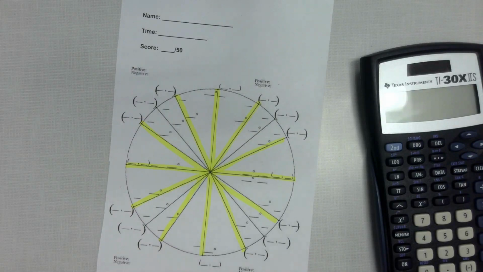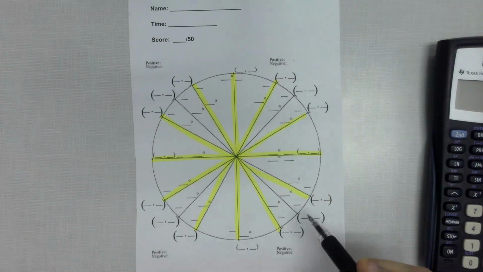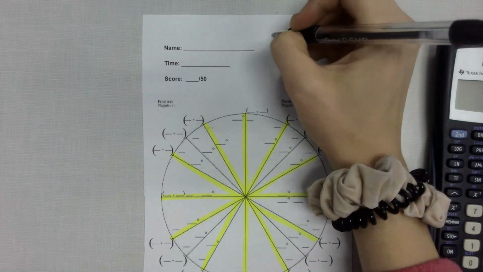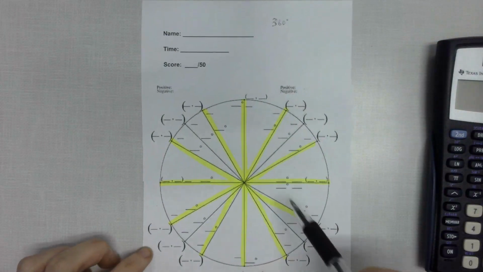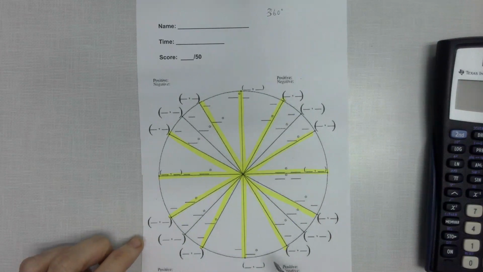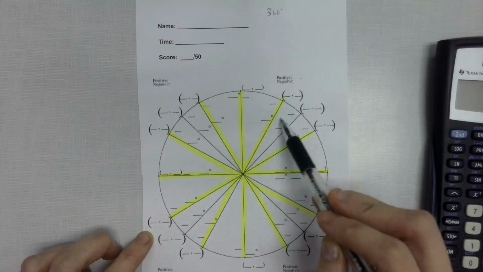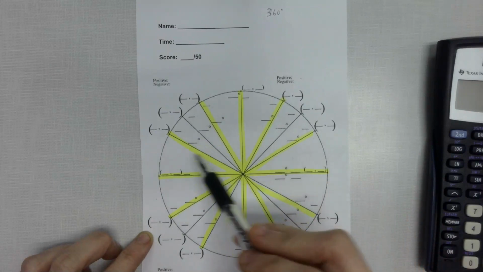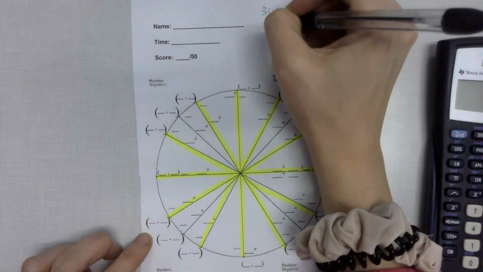Okay, how to memorize the unit circle. So the first thing that we want to do in the unit circle is recognize that the whole thing is 360 degrees, right? So right here, I've decided to divide it into slices. If we look at these yellow slices, we have 1, 2, 3, 4, 5, 6, 7, 8, 9, 10, 11, 12, right? So we have 12 slices.